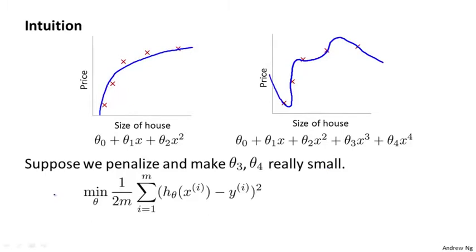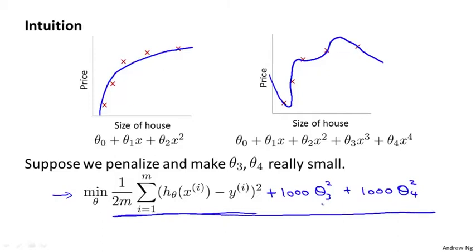Here's what I mean. Here's our optimization objective, or here's an optimization problem where we minimize our usual squared error cost function. Let's say I take this objective and I modify it and add to it plus 1000 theta 3 squared plus 1000 theta 4 squared. 1000 I'm just writing down as some huge number. Now, if we were to minimize this function, the only way to make this new cost function small is if theta 3 and theta 4 are small, right? Because otherwise, if you have 1000 times theta 3, this new cost function is going to be big.